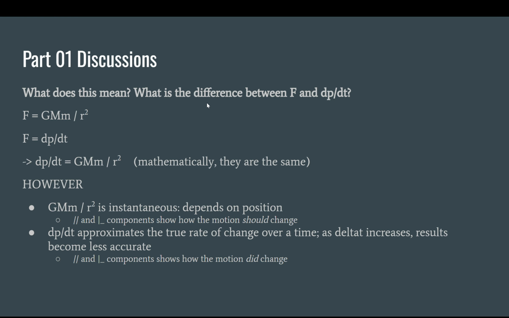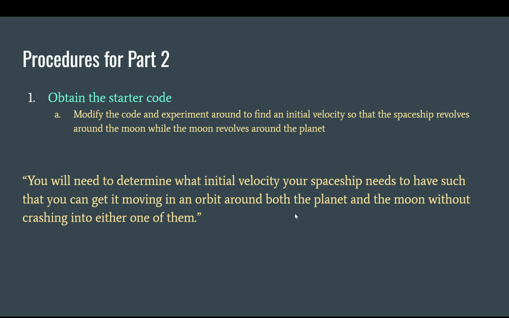Okay, what does this mean? What is the difference between F and dp dt? Well, mathematically, they look the same, right? Wrong. When you look at the right side of the equation, it's just an instantaneous equation. It depends on position. So the parallel and perpendicular components show how the motion should change. However, since we're doing a change over time, a delta t, that just means we're approximating the true rate of change. So as delta t increases, results become less accurate, and these components show how the motion did actually change.